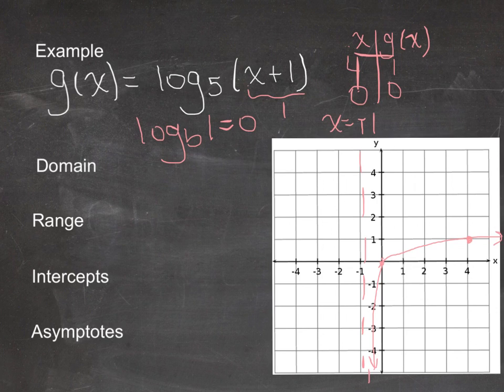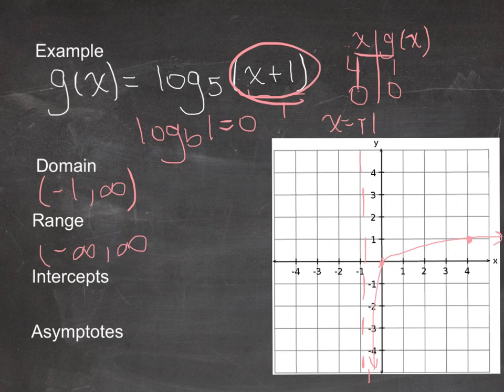So the domain of this graph is now from negative 1 to infinity. I shifted to the left 1. That's what happened here with this x plus 1. My range is still from negative infinity to positive infinity. My intercept, I only have the one intercept of 0, 0, and my asymptote shifted left 1, so my asymptote now is x equals negative 1. Okay, let's see another example.